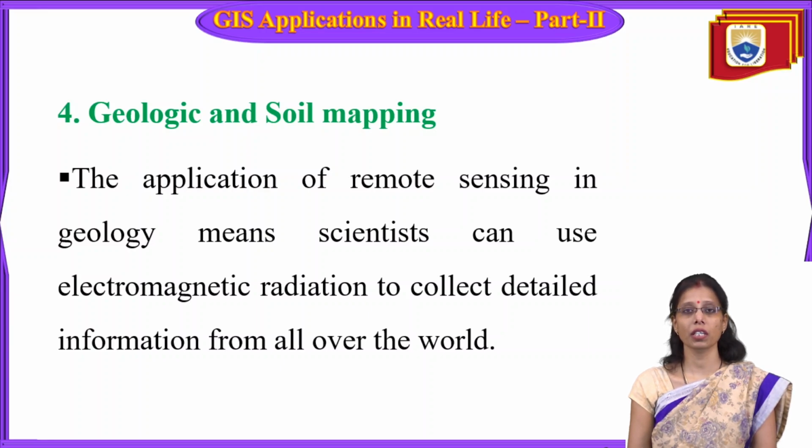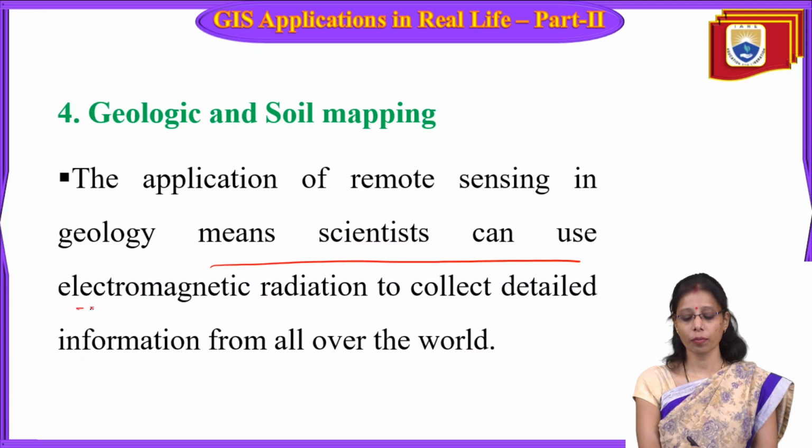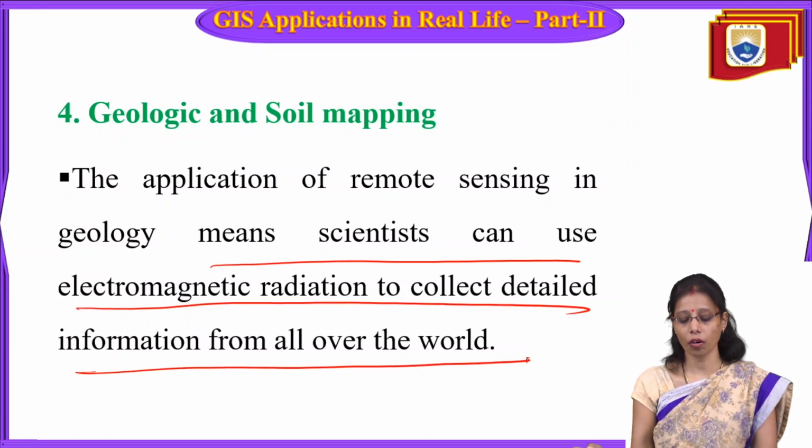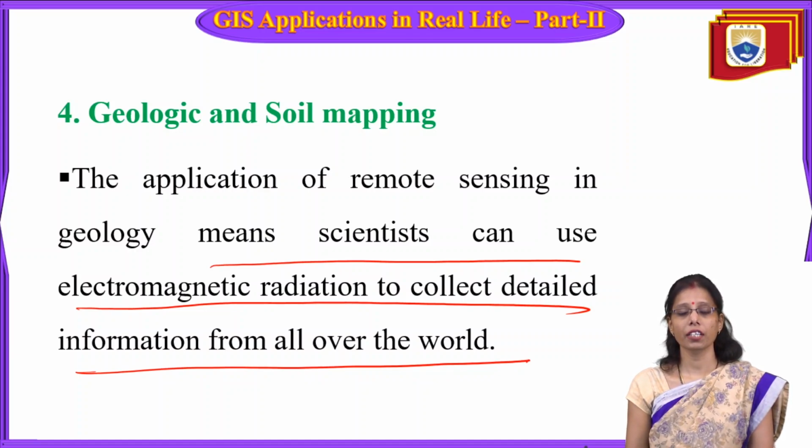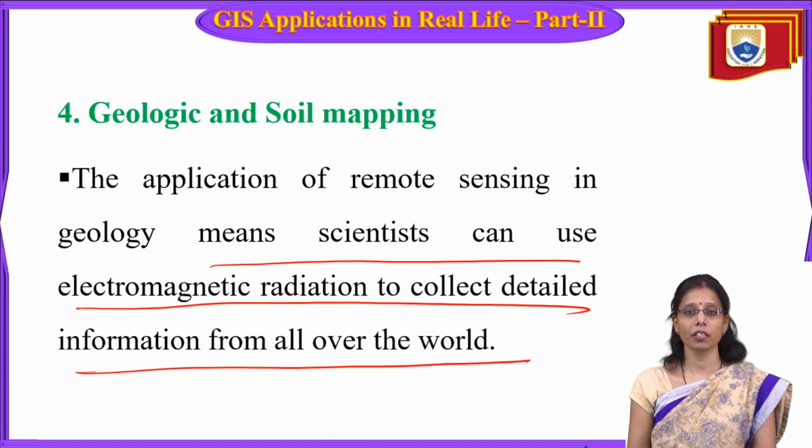So the application of remote sensing in geology means scientists can use electromagnetic radiation to collect detailed information all over the world. So what is electromagnetic radiation? Electromagnetic radiation is radiation which is coming out from the sun. When you measure in the electromagnetic spectrum, where it reflects, all the features present on the Earth's surface will be reflected or observed or re-emitted. Based on that, the curve will be formed in the electromagnetic spectrum region. Based on that, scientists can use this electromagnetic radiation to find out which type of soil and which type of land or geological features are present on its surface. Based on that, the construction works can be decided for humans.